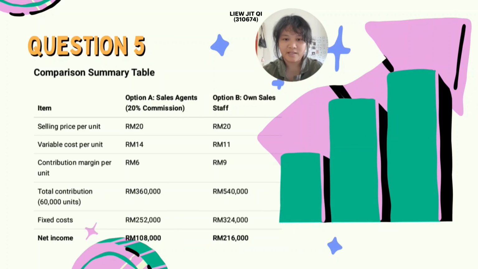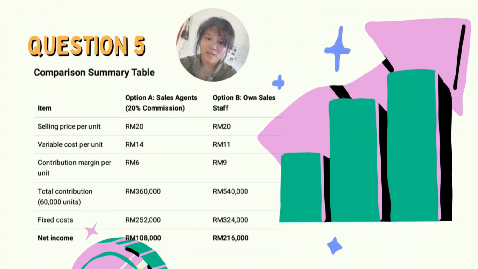If the company decided to hire their own sales agent, the variable cost would become 11 ringgit. 20 minus 11 leads us to 9 ringgit of contribution margin per unit. So with the sales unit of 60,000, that would give us 540,000 ringgit of contribution margin. The fixed cost, which is the salary that we pay to our sales agent annually, is 324,000 ringgit. So after deducting that, we will get a net income of 216,000 ringgit per annum.